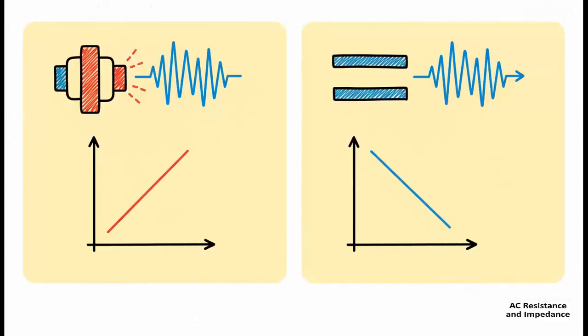Now check this out. This is how these two reactances behave as the AC frequency changes. See the line for the inductor? As the frequency gets higher, its reactance just shoots up. The faster you try to change the current, the harder it fights back. But look at the capacitor. It does the exact opposite. A higher frequency actually means less reactance. They are perfect polar opposites.